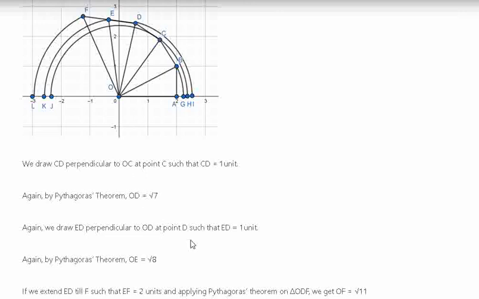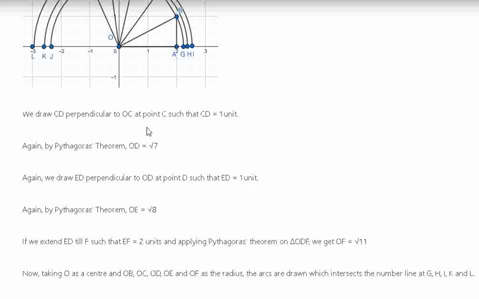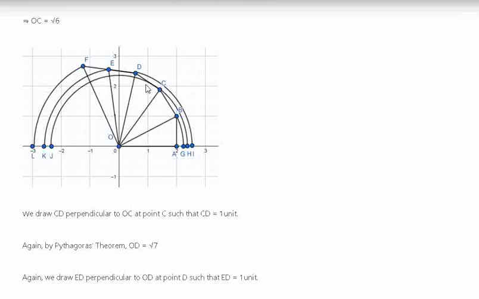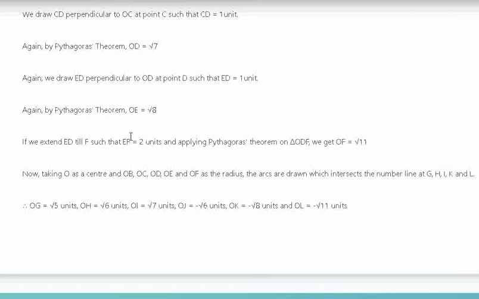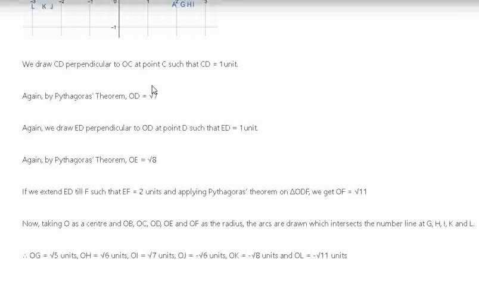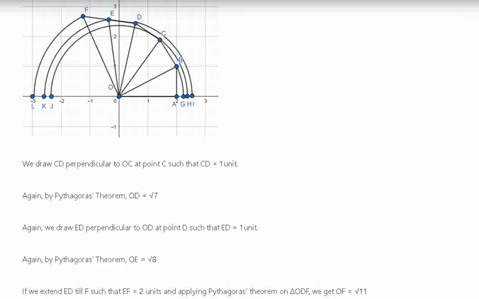Same as we get the base here, which is root 6. Okay, this is 1 unit, and by the Pythagoras theorem, OD is root 7. Again, the same process is followed here. Nothing much. I will show you. This is root 6, right?